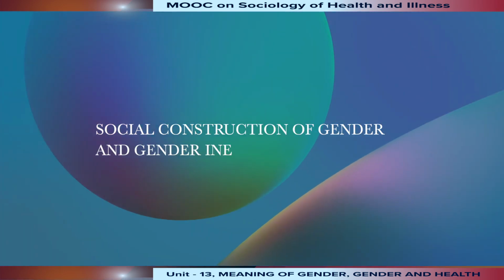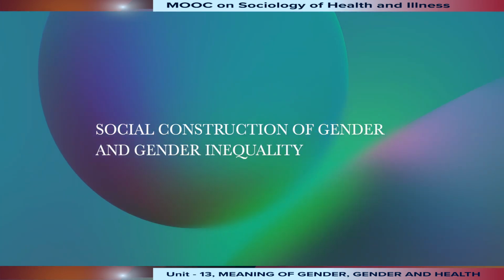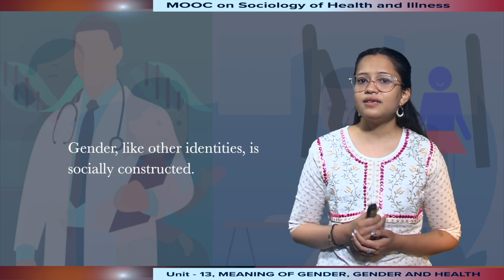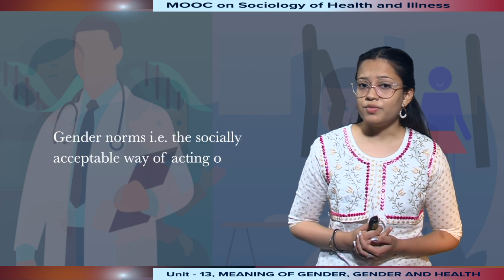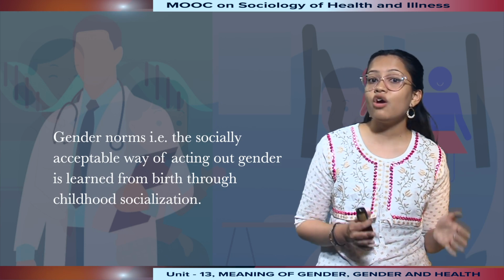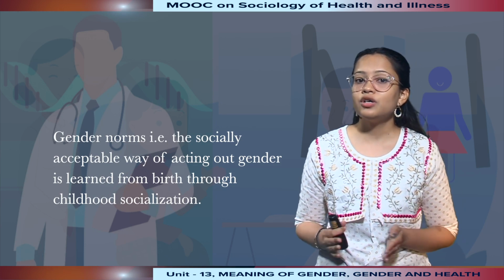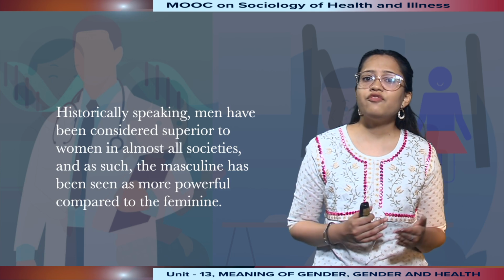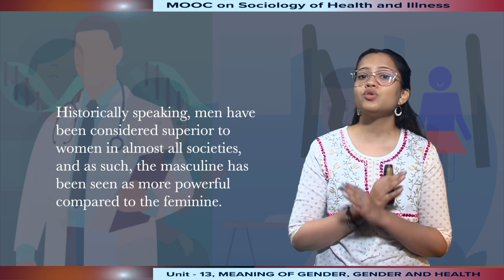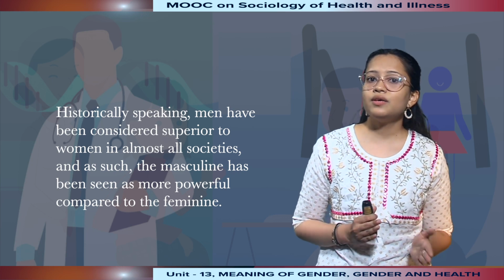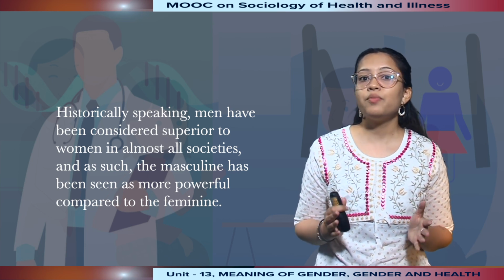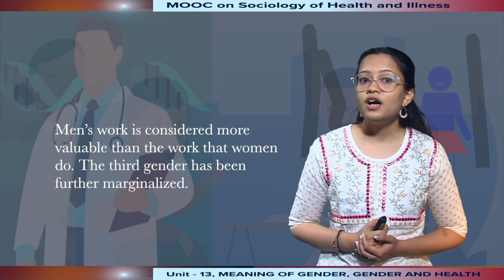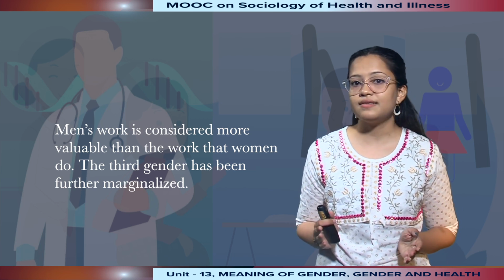The next subtopic under this is the social construction of gender and gender inequality. Gender, like other identities, is socially constructed. Gender norms, that is the socially acceptable way of acting out gender, is learned from birth through childhood socialization. Historically speaking, men have been considered superior to women in almost all societies. As such, the masculine has been seen as more powerful compared to feminine. Men's work is considered more valuable than work that women do. The third gender has been further marginalized under it.